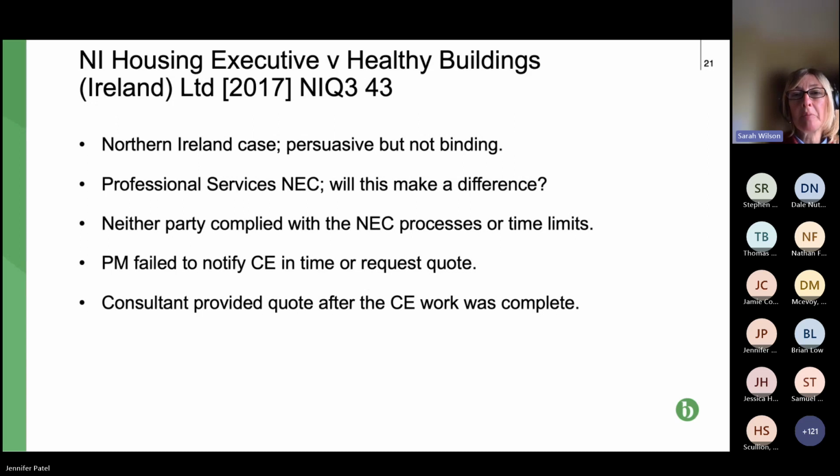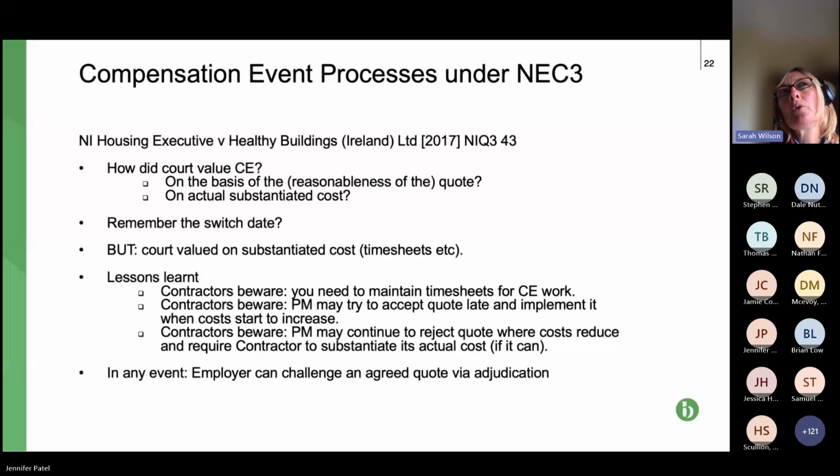And the issue that arose, if we can move to the next slide, was whether the court should value based on the quote which had been provided after the work had been completed, or on the basis of substantiating the actual time and the actual cost of the work. And the court went for the latter. So basically, how you would substantiate a claim under a JCT contract.